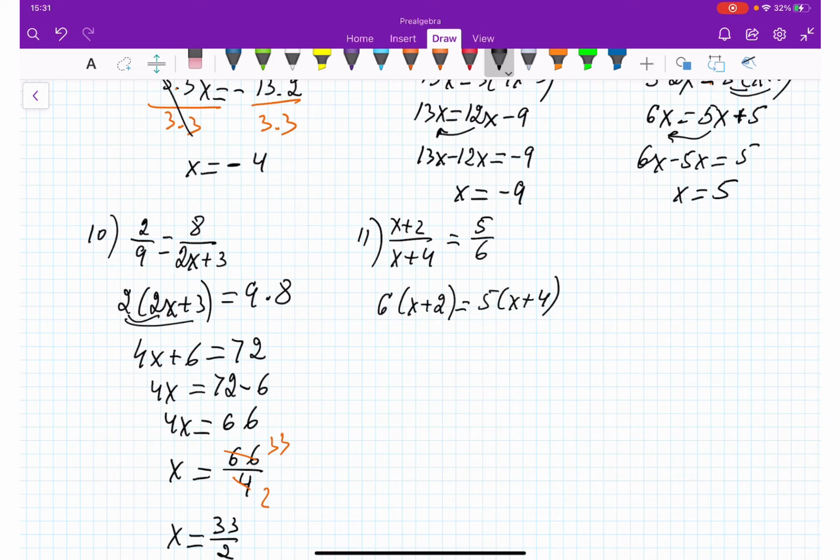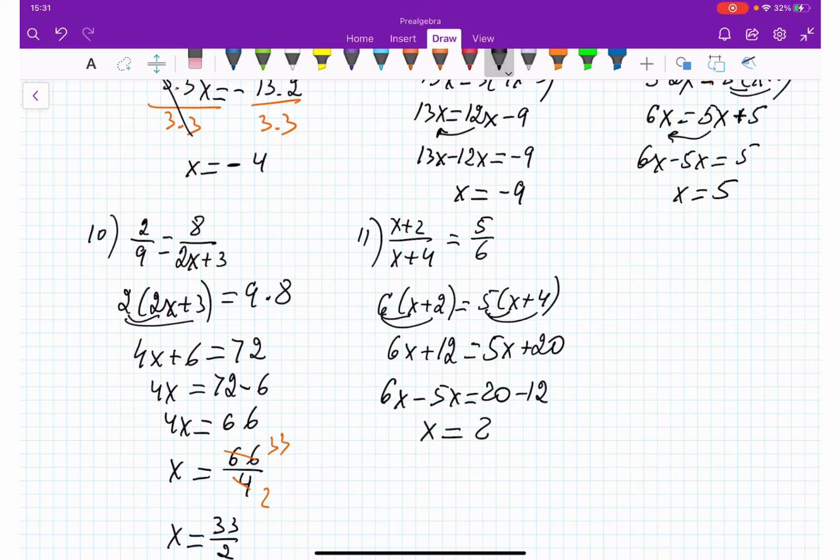So what do we get? 6 times x is 6x. 6 times 2 is 12. Equals 5x plus 20. Okay, 6x minus 5x is equal to 20 minus 12. X is equal to 8, and we are done. Number 12.